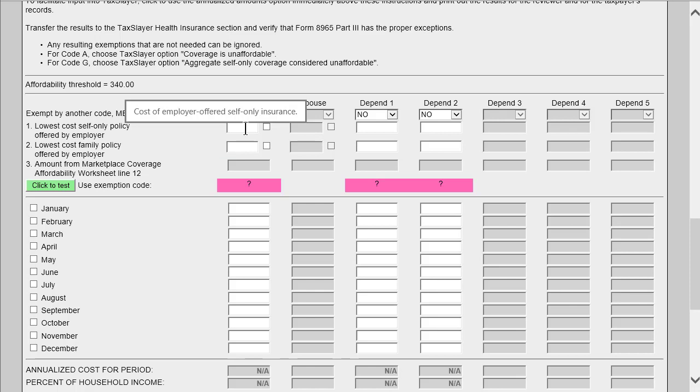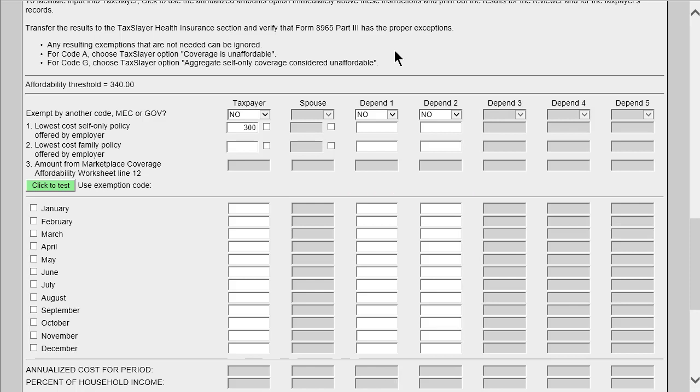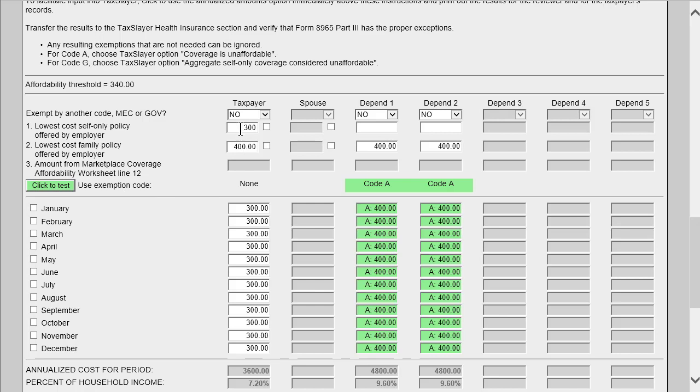So let's say that the taxpayer was offered a self-only policy for $300. Put the $300 in, and perhaps they were offered a family policy for $400 that covered all of the other folks in the family. Click to test, and the first thing that's tested is the self-only policy, $300. It's below the threshold, so no exemption. The family policy, however, costs $400. That carries across to all the folks that were included in that policy. Because that is higher than the threshold for that person, then they do qualify for a Code A exemption.